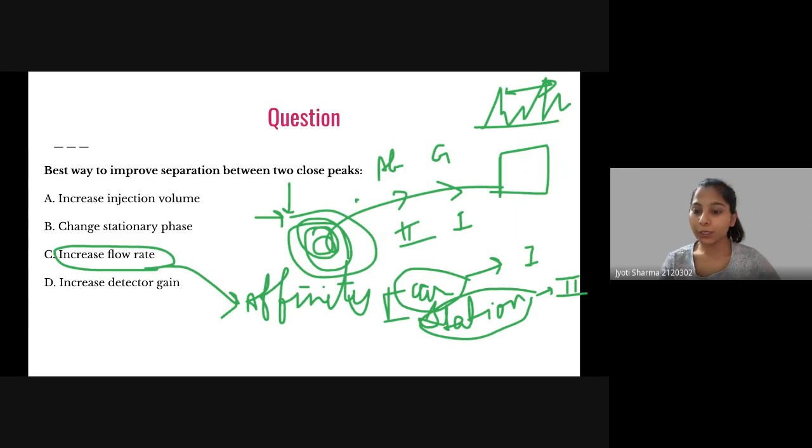Yeah, you gave me option B. This one is right: we can change the stationary phase, and because it will change the affinity, based on affinity it can separate two peaks. It may increase or reduce the time of one signal relative to the other signal, so that's why B is the right answer.